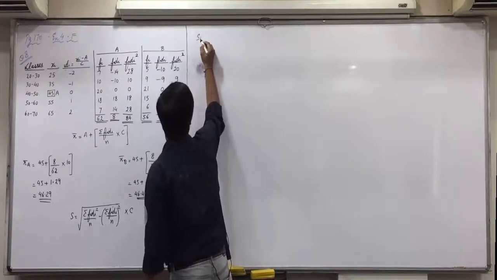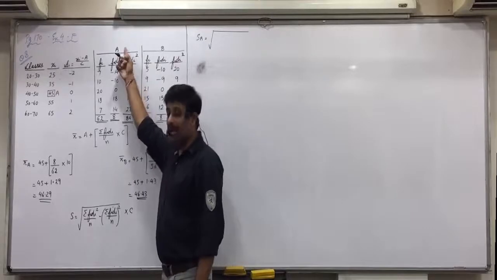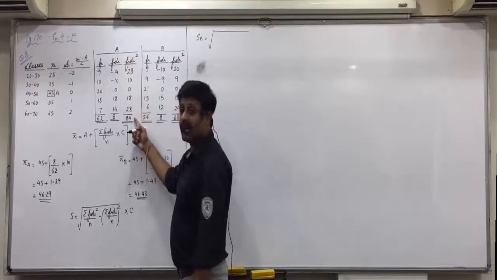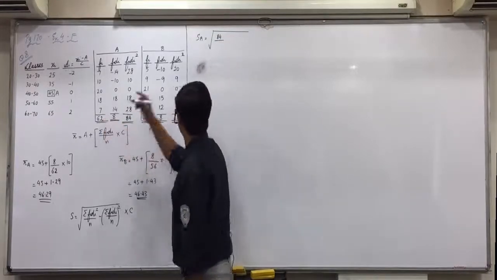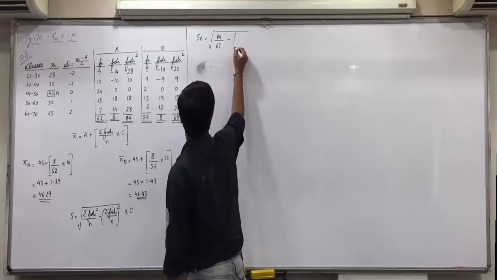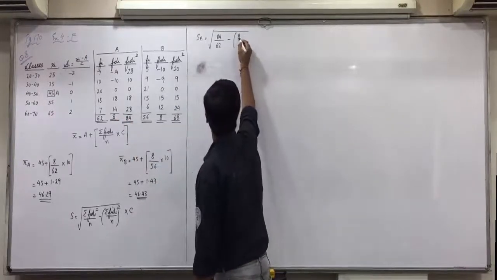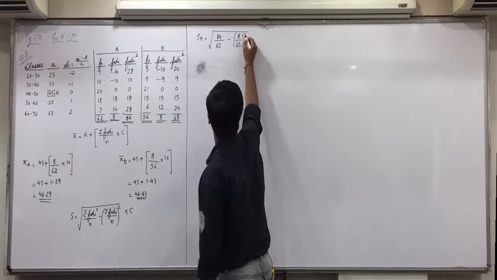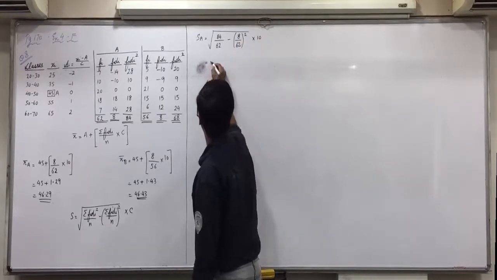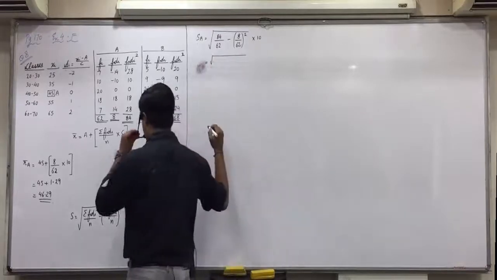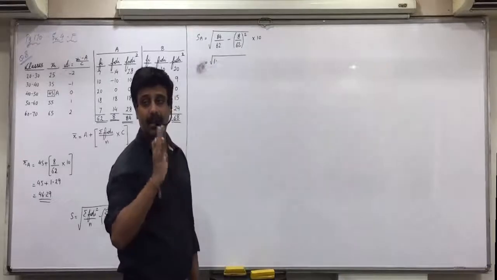So standard deviation of group A, SA equals square root of, see in group A, what is sigma FiDi square? 84 upon N, total of Fi, 62, minus sigma FiDi for group A, 8 upon again N is 62, whole square into class length 10. Square root of, now what is 84 divided by 62? Use 4 decimals until the final answer.